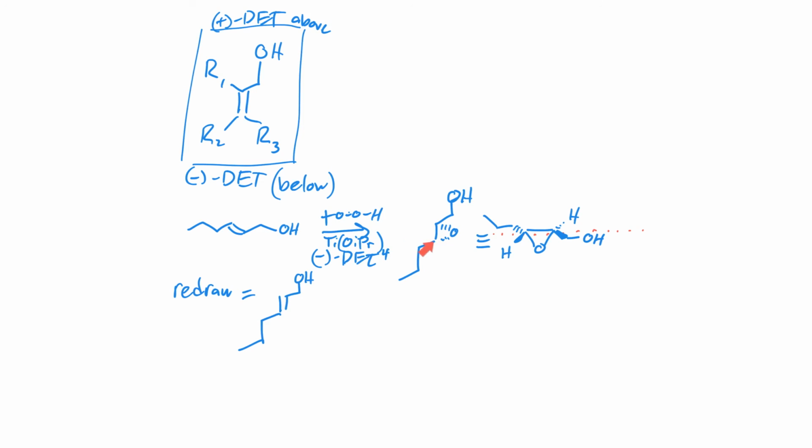They have the same stereochemistry at these carbons, and we can use this model now to predict the effect of using plus DET or minus DET on any allylic alcohol. Unfortunately, this doesn't work for just any random alkene. We must have the allylic alcohol. But as you can see, this is pretty powerful chemistry, and that's why it won a Nobel Prize a few years ago.